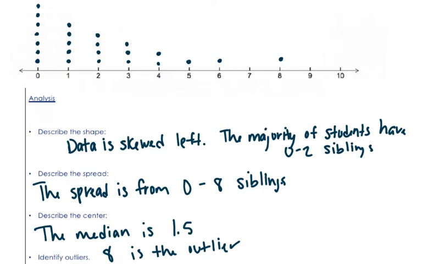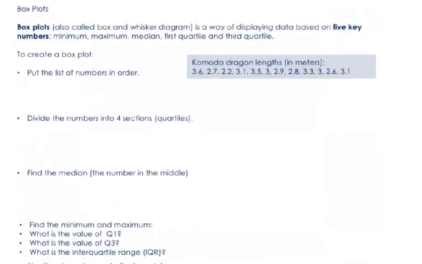So when I described the shape, I said the data is skewed left because most of the data is towards the left. The majority of students have between 0 and 2 siblings. The spread is from 0 to 8 siblings. The median is 1.5, or you could have said between 1 and 2, and the outlier is 8. So very simple, just plotting data, looking at it, answering some questions.